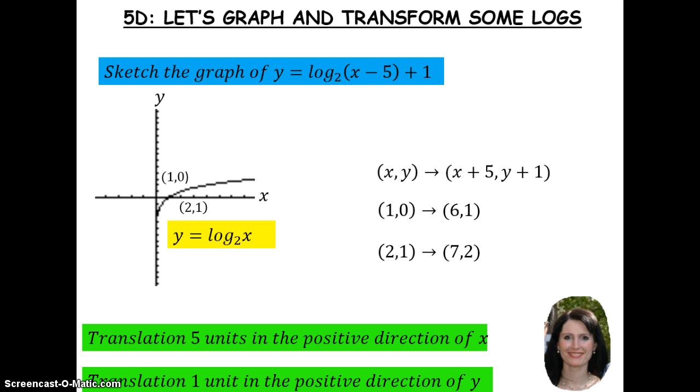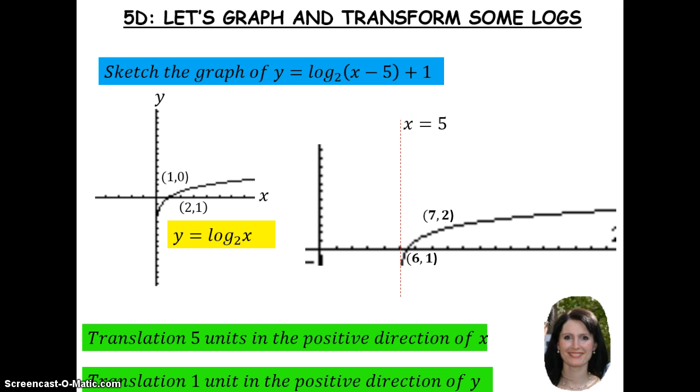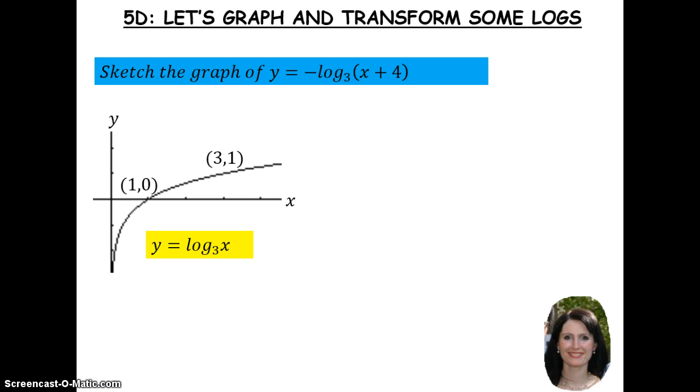How about the point 2, 1? 2 plus 5 equals 7 and 1 plus 1 equals 2. Let's put that on. There it is there. And our asymptote there is x equals 5. Notice I can see that because I've got x minus 5 in the equation, meaning that my new asymptote is x equals 5. I have not marked in the point of the intercept, the x-intercept. I should have done that, and that's something you should write in as one of your points. Keep that in mind.